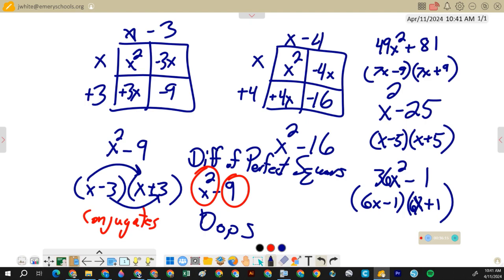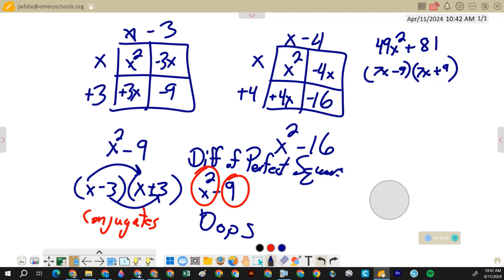Remember how I told you you'd get some of these wrong? This is your first one. What's wrong with this? So negative 9 times positive 9 is negative 81. Okay, so that didn't work. What if I change this to plus 9? Will that work? No. Now the middle term does not cancel. Do you see that? What if they're both negative? Will that work? No, because now the middle term doesn't cancel.